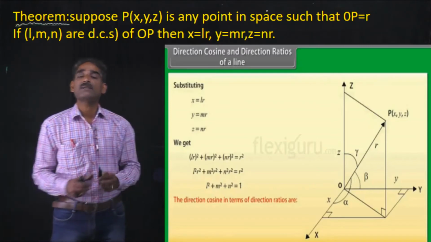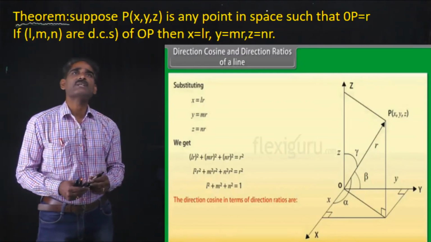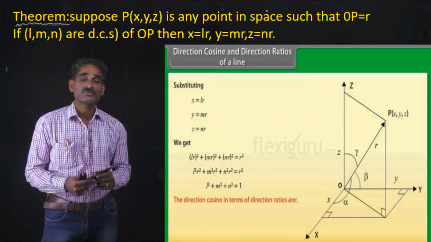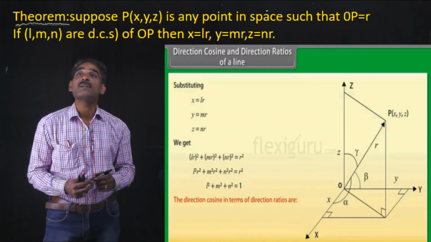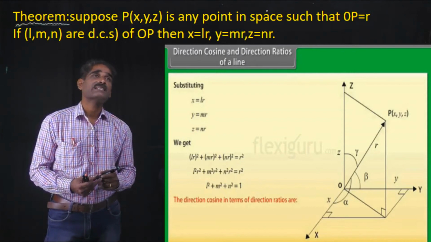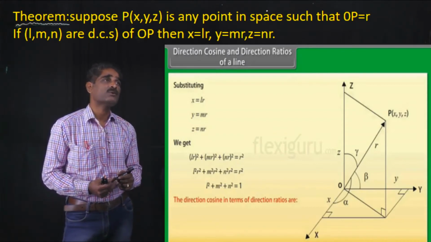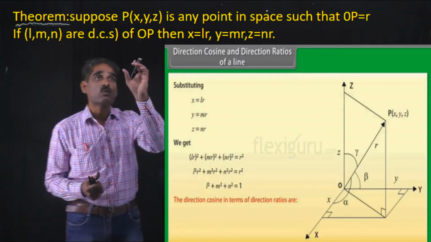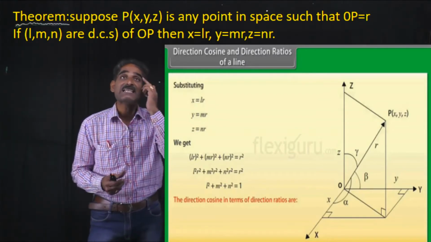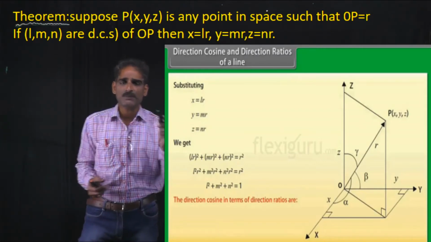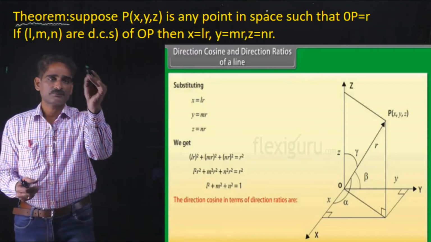What is the statement? Suppose P(x, y, z) is any point in the space such that if l, m, n are the DCs of the ray OP, then x equal to lr, y equal to mr, z equal to nr. These are the important relations between the coordinates of the point, DCs, and the length from the origin. So consider a point P in the space.